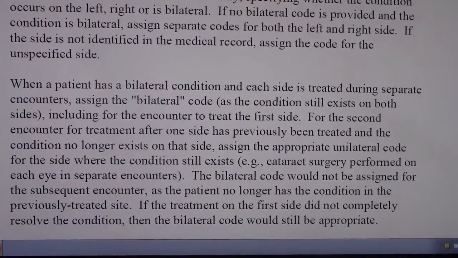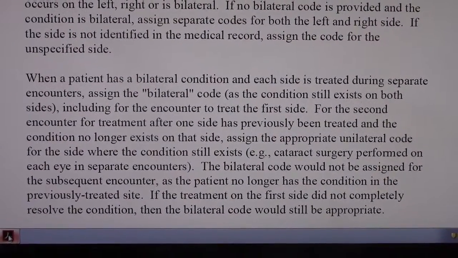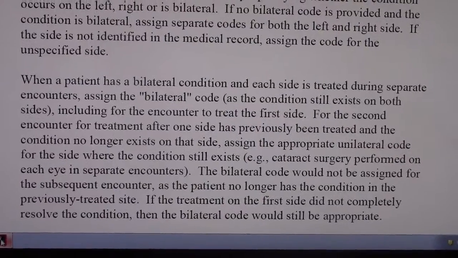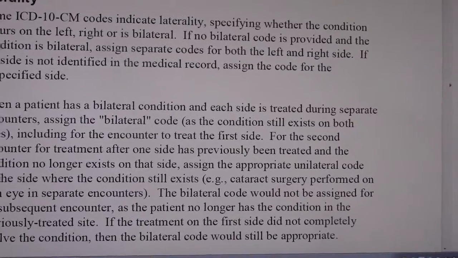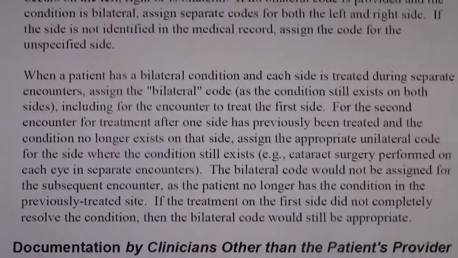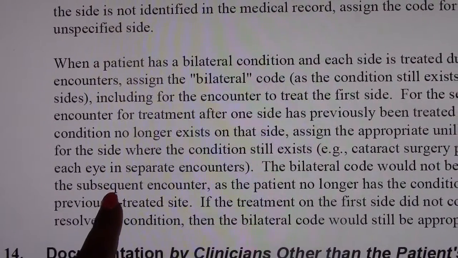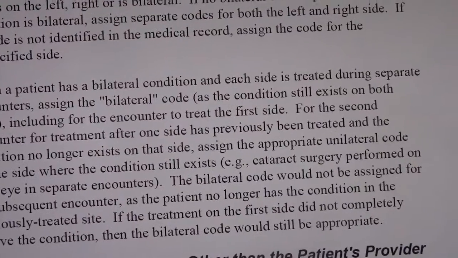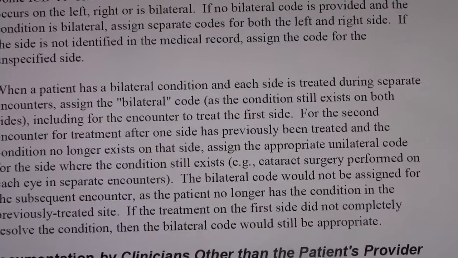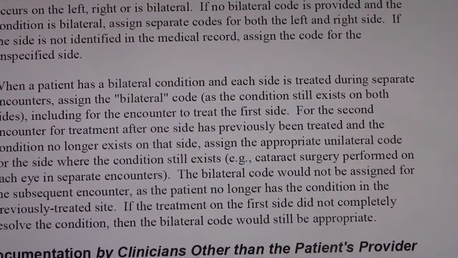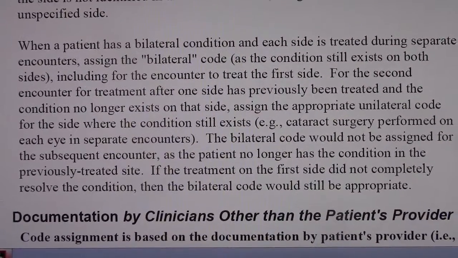For example, if a patient is having cataract surgery and it's performed on each eye, but during separate encounters, which tends to happen quite a bit, in this case the bilateral code would not be assigned for the subsequent encounter. And remember, subsequent means when they come back and have a condition done. So subsequent, as the patient no longer has the condition in the previously treated site. Now, if the treatment on the first side did not completely resolve and the condition is still there, then the bilateral code would still be appropriate.